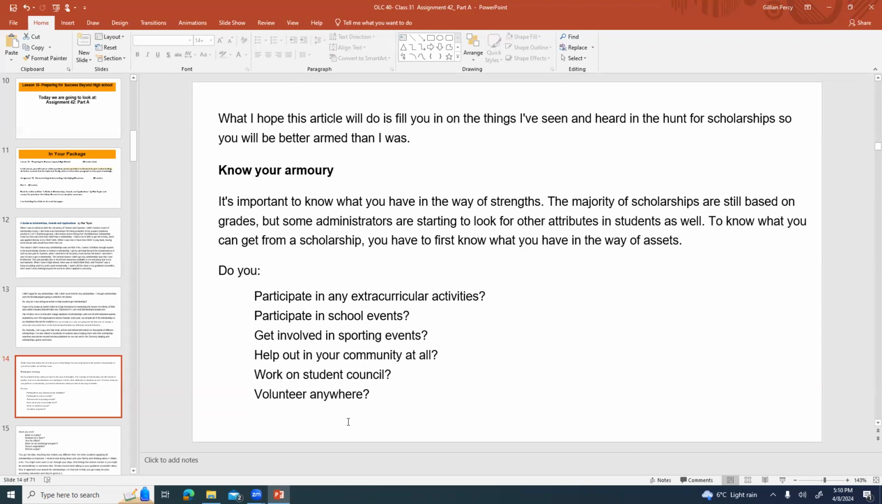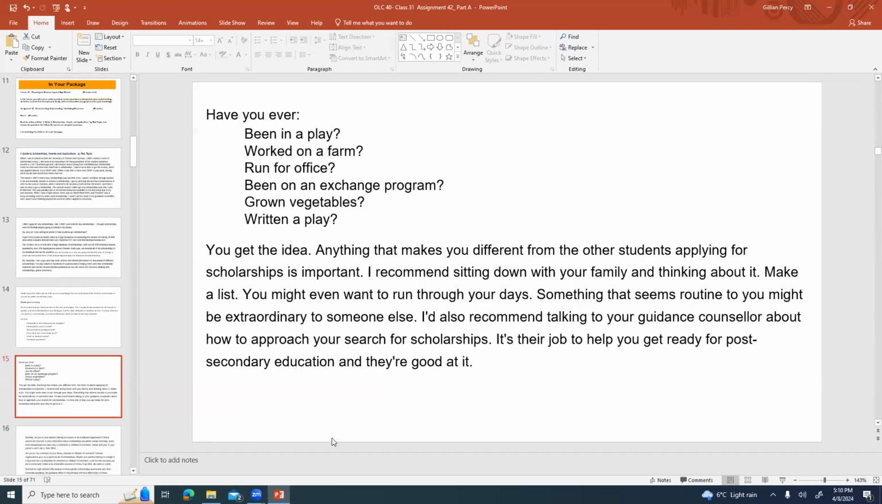Think about it: do you participate in any extracurricular activities like after school clubs, school events, sporting events, or help out in your community at all? Like if you work at the animal shelter or at the mission or help out at the Legion, work on student council, volunteer anywhere. Have you ever been in a play, worked on a farm, run for office, like a student office thing, been on an exchange program, a travel program, grown vegetables, written a play? You get the idea. Anything that makes you different from the other students applying for scholarships is important.